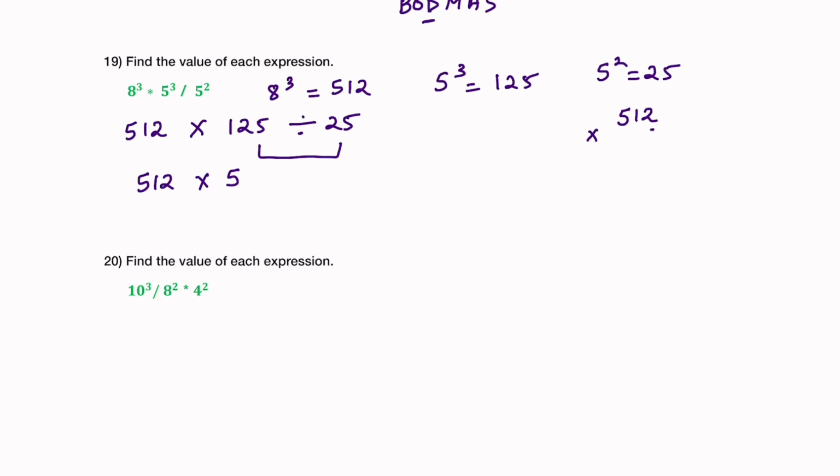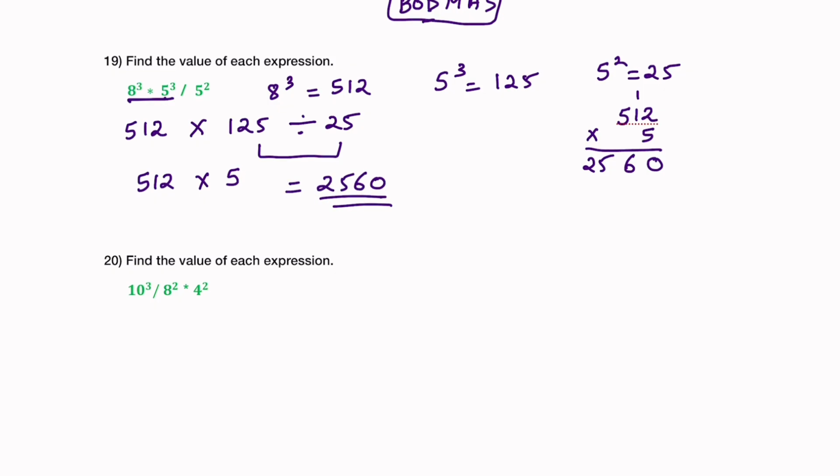512 times 5. 5 times 2 is 10, so we write 0 and 1 carry. 5 times 1 is 5, plus 1 is 6, and 5 times 5 is 25. So the answer is 2560. Next, 10 cube is 1000.